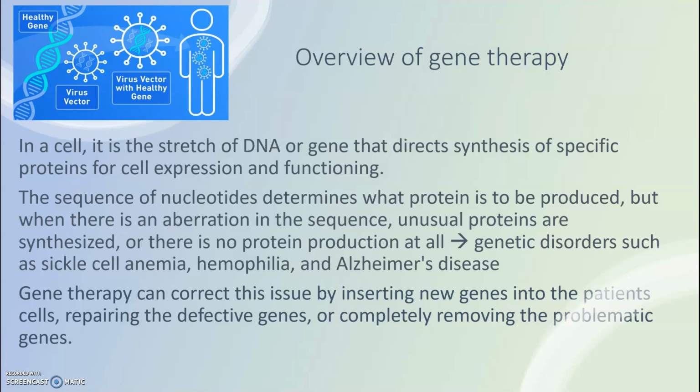The sequence of nucleotides determines what protein is to be produced, but when there is an aberration in the sequence, unusual proteins are synthesized, or there's no protein production at all. This can then lead to genetic disorders such as sickle cell anemia, hemophilia, and Alzheimer's disease. Gene therapy is able to correct this issue by inserting new genes into the patient's cells, repairing the defective genes, or completely removing the problematic genes.